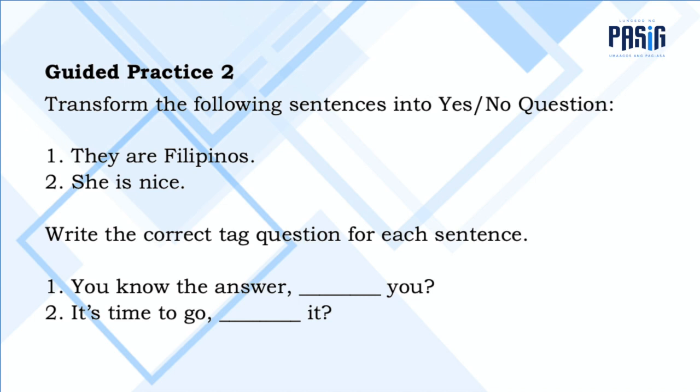Let's have another activity. Transform the following sentences into yes-no questions. Number 1. They are Filipinos. Number 2. She is nice. Now, write the correct tag question for each of the following. Number 1. You know the answer, blank you. Number 2. It's time to go, blank it.